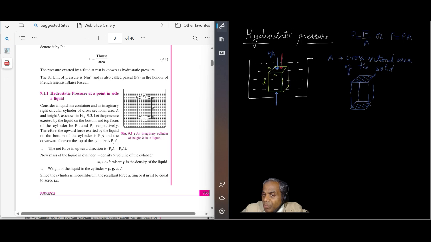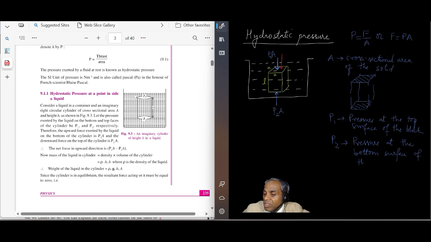So P1 into A, pressure at the top point into A, is the force exerted at the top due to the liquid. Similarly, P2 into A is the force exerted at the bottom by the liquid. Where P1 is the pressure at the top surface of the solid block, and P2 is the pressure at the bottom surface of the block.